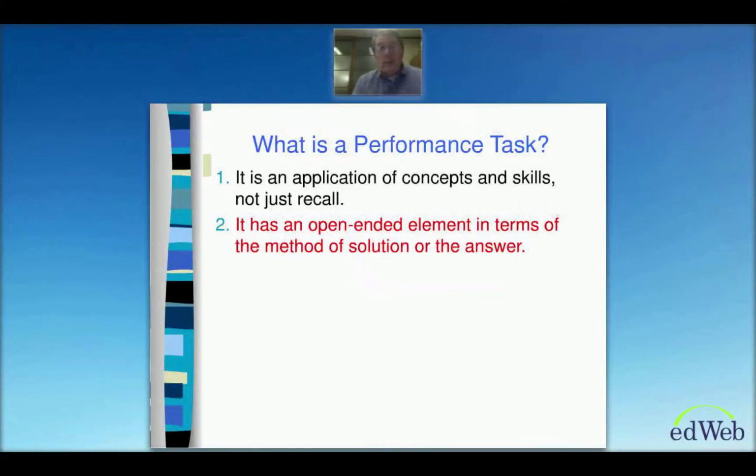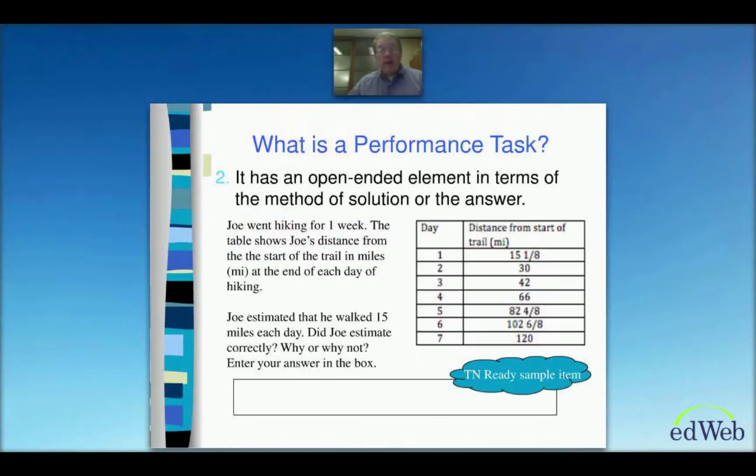Okay, so secondly, what's characteristic of a performance task? It has some sort of open-ended element in terms of either the method of solution or the answer. So this is an example that I pulled off the TN Ready website for Tennessee. This is a model problem that they provide teachers to prepare students for their state exam.